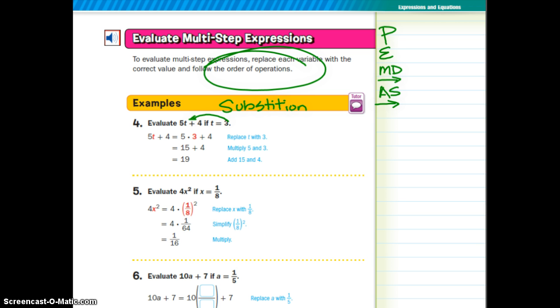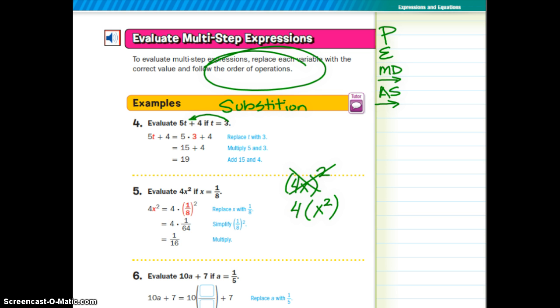Now I have to evaluate 4x squared if x is 1/8. Now notice that the x is right next to the squared. That means I'm only going to square the variable x. I'm not squaring the 4, only the x. If I were going to square the 4, it would have to have been written (4x) squared. But it's not. It's written 4x squared. So I'm only going to square whatever the x is. In this case, it's 1/8.